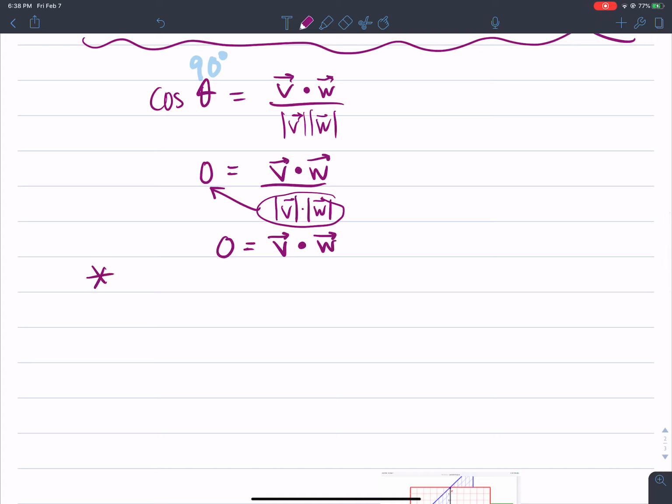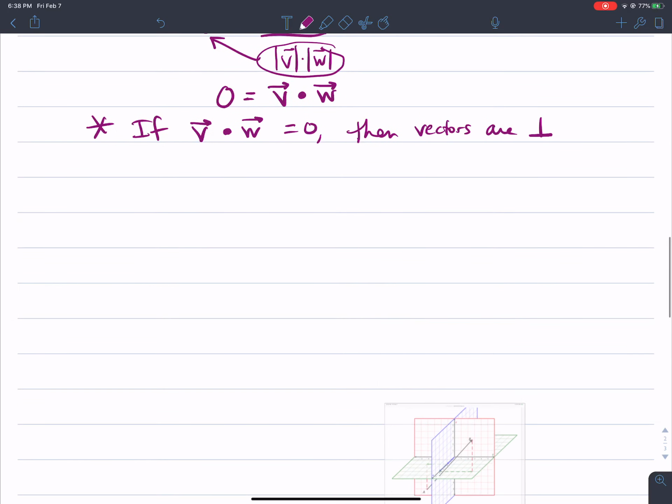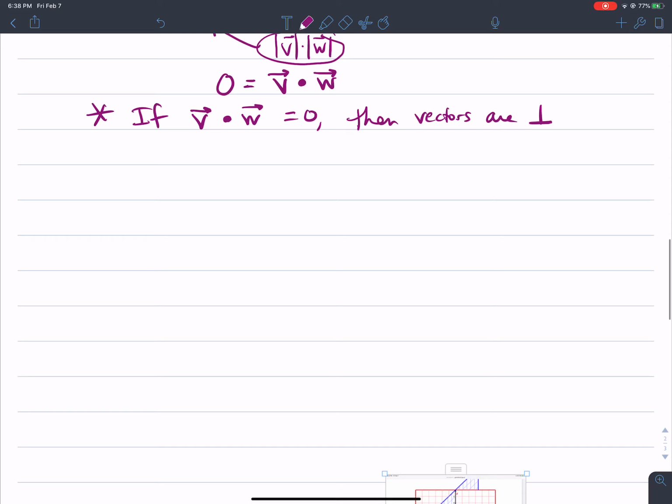So let's summarize that. If your dot product equals 0, then the vectors are perpendicular. And the fancy name for that is to say that they are orthogonal. So if you ever see the word orthogonal, like on WebAssign, it just means that they're perpendicular. But this little rule right here, dot product equaling 0, comes up a lot. That is really important.